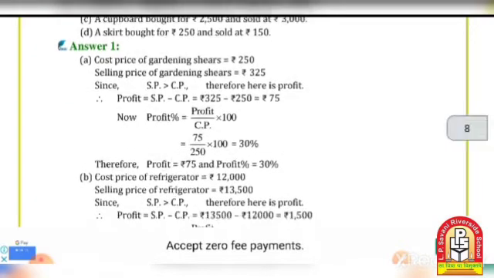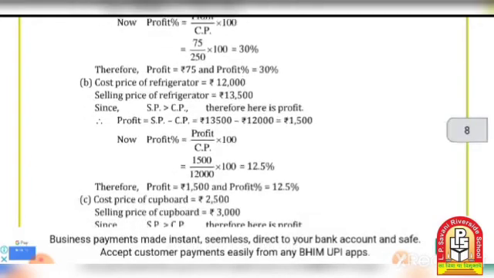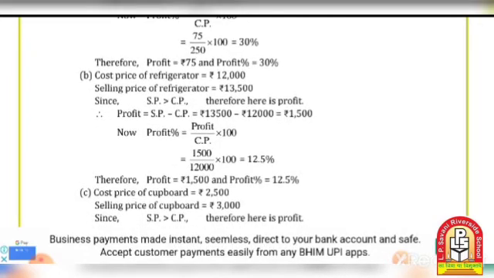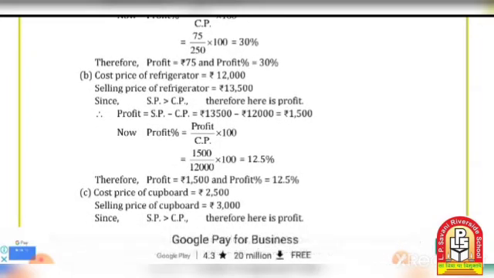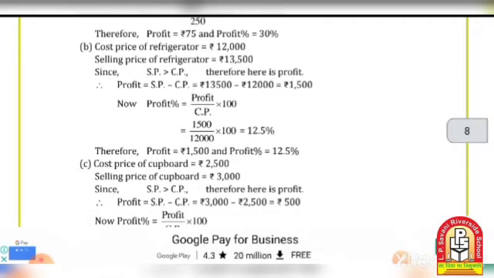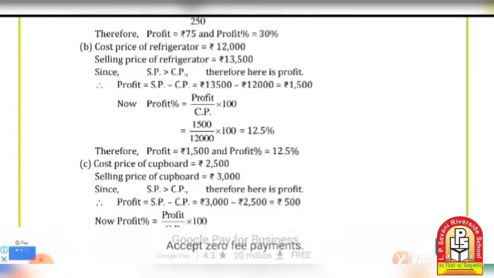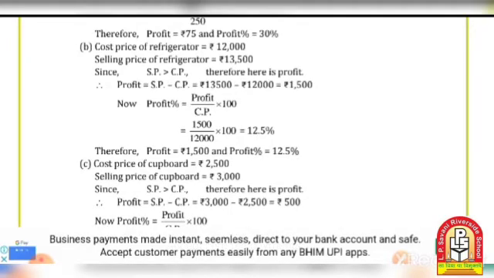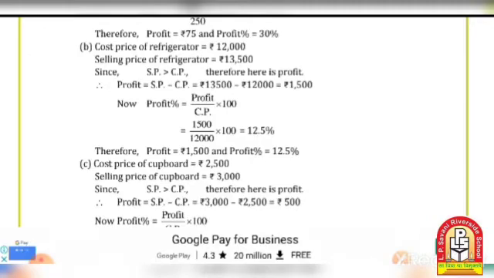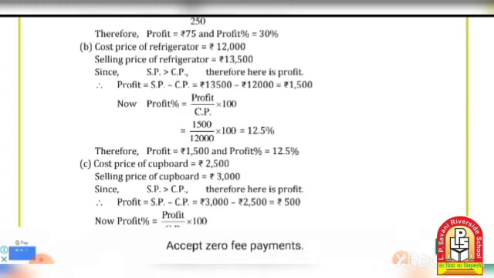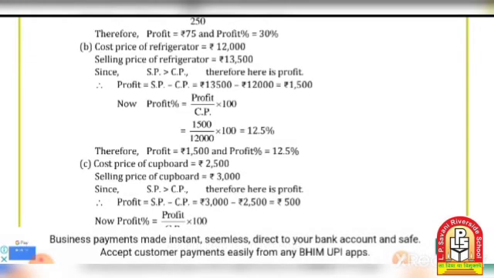that is 30%. Then the cost price of the refrigerator is 12,000 and the selling price of the refrigerator is 13,500. So here selling price is greater than the cost price, so it gives us profit. Okay, so we have to find the profit with the help of SP minus CP, and then profit upon CP multiplied by 100, that is 12.5%. So our profit is 1500.